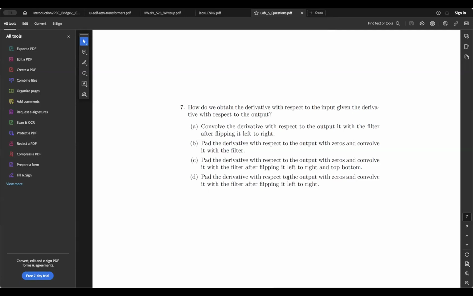So option A goes, convolve the derivative with respect to the output with the filter after flipping it left to right. So that's like a horizontal flip. Then B says pad the derivative with respect to the output with zeros and convolve it with the filter. Then C says pad the derivative with respect to the output with zeros and convolve it with the filter after flipping it left to right and top to bottom. Then D says pad the derivative with respect to the filter with zeros and convolve it with the filter after flipping it left to right. From what was covered during this recitation, you can give us the answer.